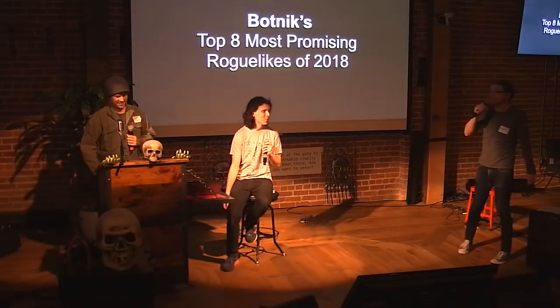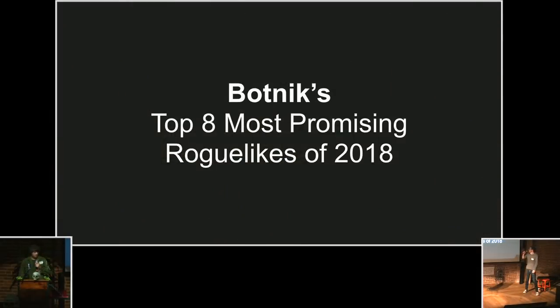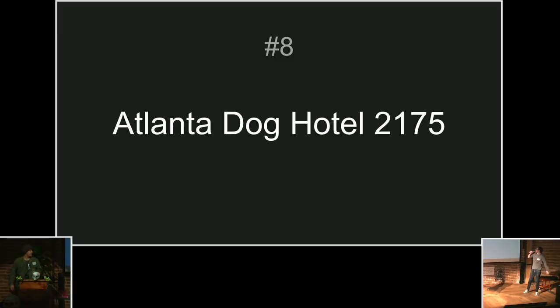All right, let's kick things off with Botnik's top 8 most promising roguelikes of 2018. Number 8 is Atlanta Dog Hotel 2175. Oh, that sounds great. This is a gripping futuristic tale in which you, as the owner and operator of this hotel exclusively for dogs, are confronted with a unique set of futuristic challenges that only canines could really summarize.